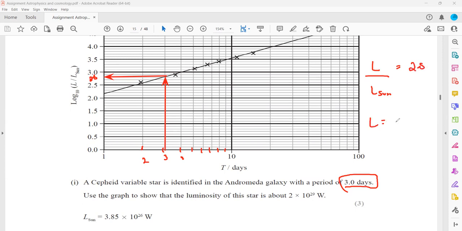If we need the luminosity of the Cepheid variable, it will be 2.8 times the luminosity of the Sun. The luminosity of the Sun is given to us, so it will be 2.8 times 3.85 times 10 to the power 26. We just multiply them and we get the luminosity of this Cepheid variable, which is 2.43 times 10 to the power 29 watts. The unit of power is watt.